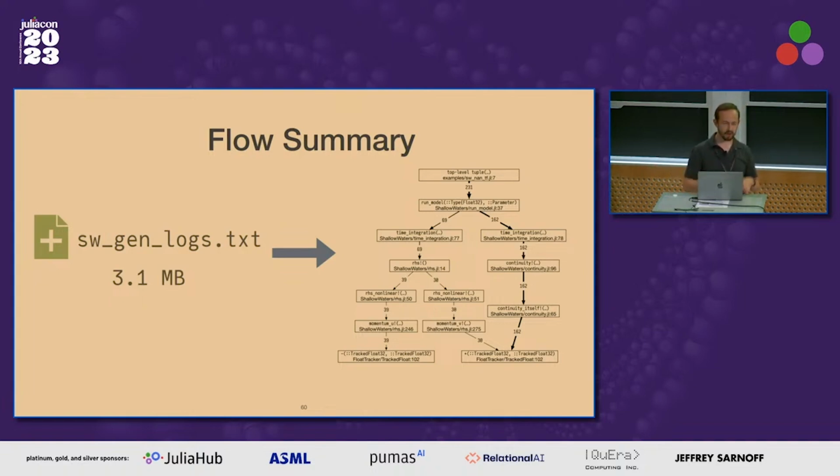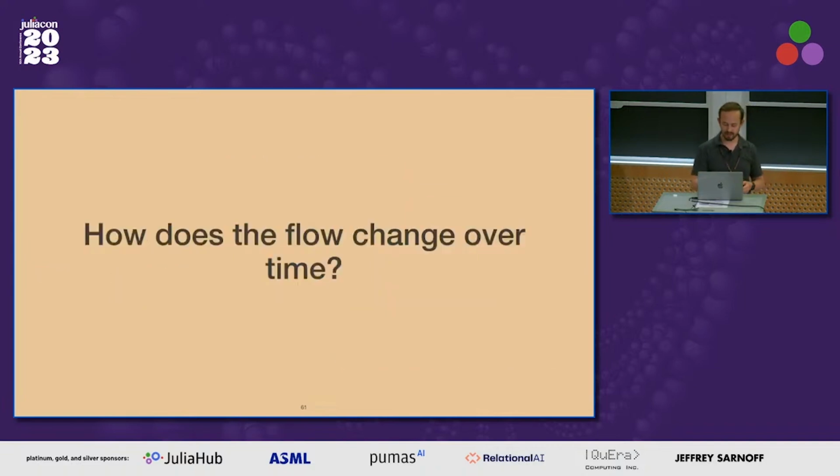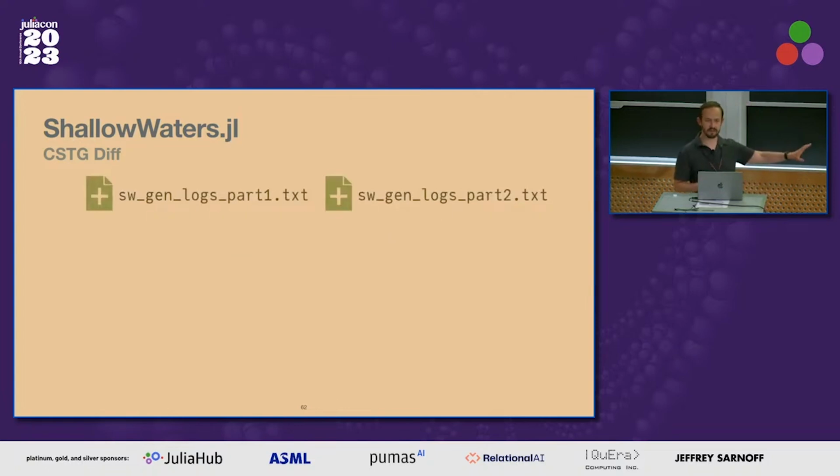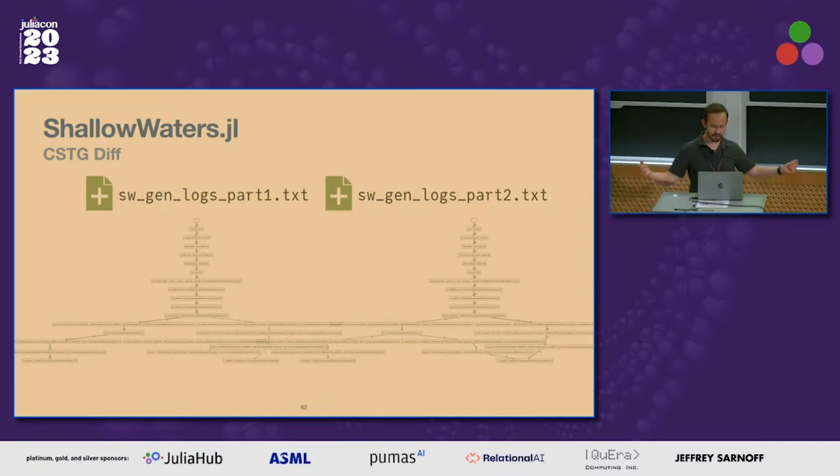Now you might wonder, okay, cool, I've got this summary of the heavily trodden areas of my code, but how does that flow change over time? Because you might have one little thing that goes wrong at the beginning of your execution, and then your code just kind of spirals out of control for who knows how many iterations. So what we can do is take our CSTG gen logs and cut them at the 10% mark into 2 files: part 1 for the first 10% of the execution, and part 2 for the last 90%. And then we generated the CSTGs for both of these.